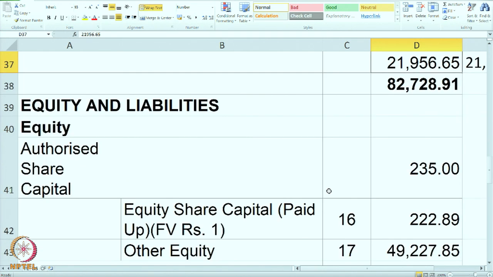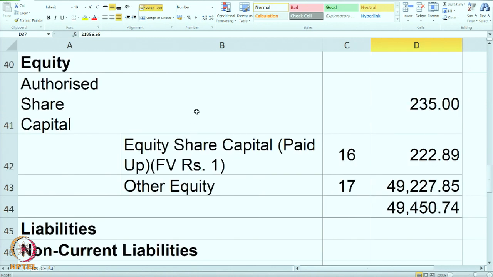Now, let us go to the liability side. In liability side, the first item written is authorized share capital, although keep in mind that this is not to be taken in the total. It is just written there by way of a note, don't mistake it to take it in the total. The breakup of it is given like this: share capital, which is paid up, 2.89, which should be taken in total, and other equity, which is 49.227. So, you get 49,450 as the total of equity.